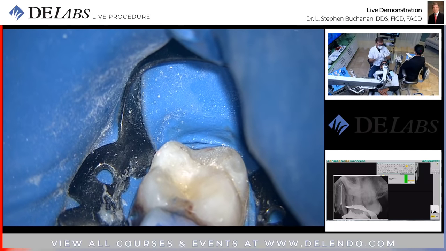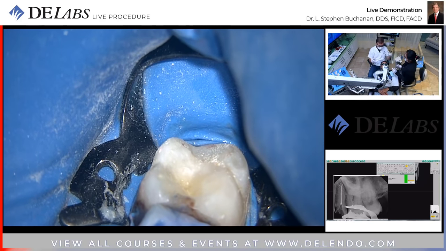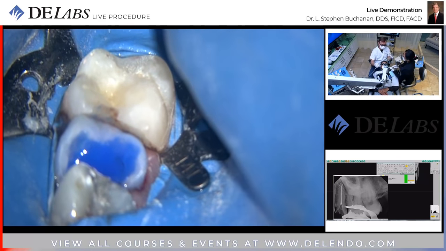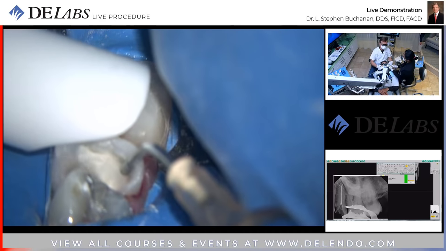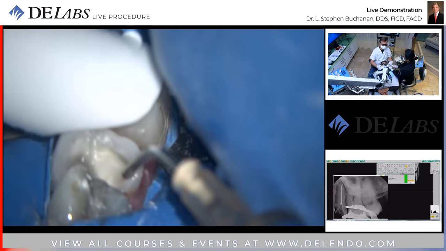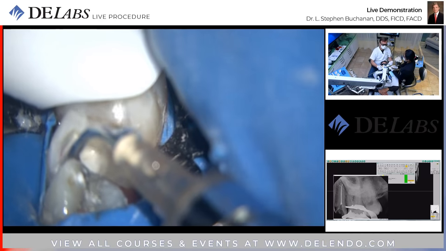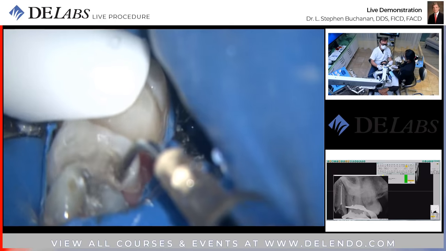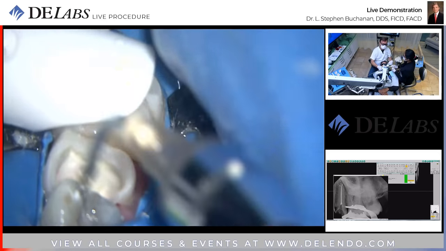I'm going to put glass ionomer so that if the treating dentist wants a post, it'll be quite easy to take it out, but otherwise impervious to leakage. And then if they don't think they need a post, then they can just put a bonded composite above.